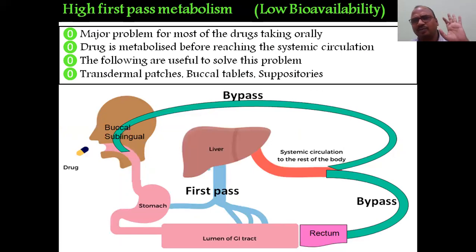Another big problem is the third area, that is high first pass metabolism. I have already made a video on first pass metabolism; you can watch it. This is the problem. Drugs absorbed from the stomach and the intestine, large intestine, go to the liver first. Then only they enter into the blood. See here, blood. This is called first pass.